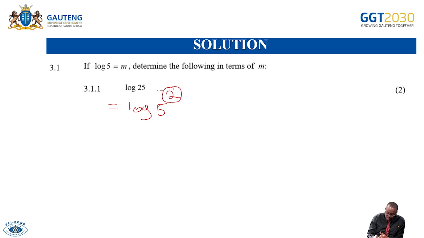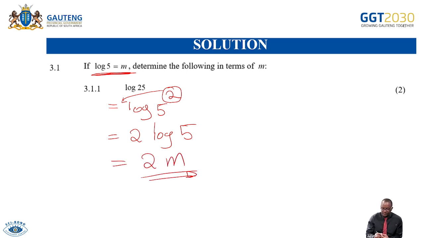Then we take this 2 and we multiply in front there. We're going to have 2 log of 5. And remember, the question says log of 5 is equal to m. Then it means here we can write it as 2m. That's how we write it in terms of m. Simple, straightforward. 2 marks. We are passing. Now, let's move forward.